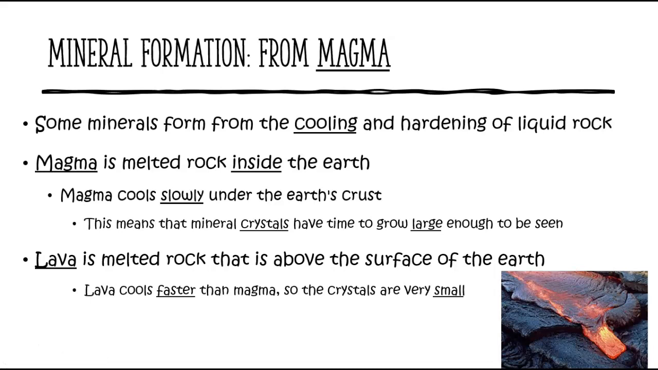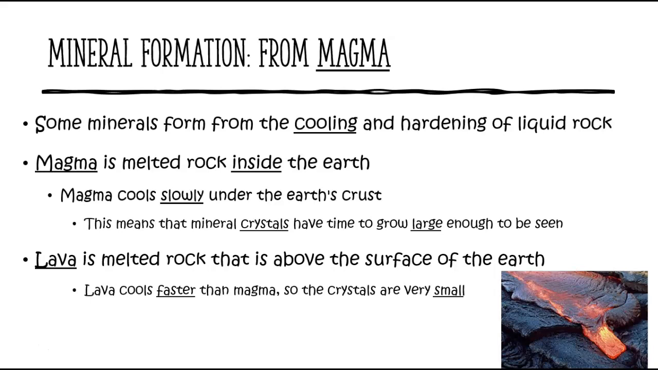One is from magma. So minerals form from magma. Magma, of course, is melted rock that is inside the earth. And so some minerals are formed when that liquid rock, that melted rock, cools and hardens. Now, magma that cools and hardens underneath the earth's surface does so very slowly, because it's still very hot in there.